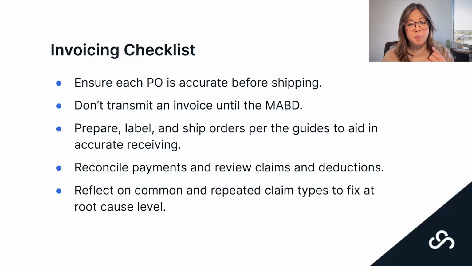You want to make sure that you're preparing, labeling, and shipping orders according to Walmart's guidelines to aid in accurate receiving. So I've talked a lot today about more of the AP deduction side, so shortage issues, pricing claims, things like that. Walmart has a whole other arm of revenue loss around compliance programs. And compliance programs are kind of arbitrary in that Walmart will set whatever rules they want, and you basically either follow those rules or you don't. And if you don't follow those rules, you can get fined for things like that.